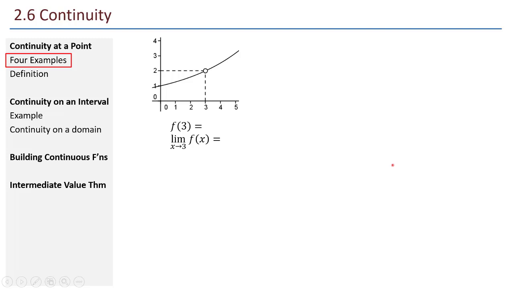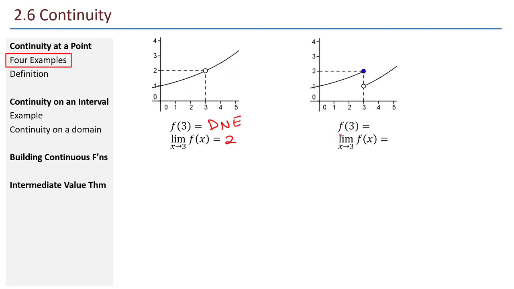Let's make this distinction a little bit more clear. Okay, look at this graph. It's a graph that has a hole in it, right where x equals 3. So f of 3 is undefined, does not exist. However, the limit does exist. As x approaches 3, it looks like the y values are approaching 2.